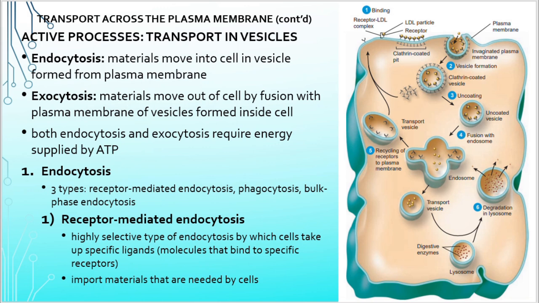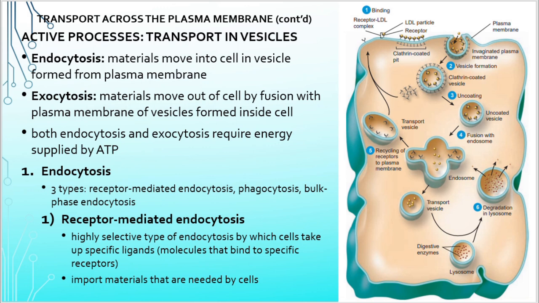In exocytosis, materials move out of a cell by the fusion with the plasma membrane of vesicles from inside the cell. Both processes, endocytosis and exocytosis, require energy supplied by ATP, and thus are active processes. Endocytosis. Under endocytosis, we consider the three types of endocytosis, which are receptor-mediated endocytosis, phagocytosis, and bulk phase endocytosis.